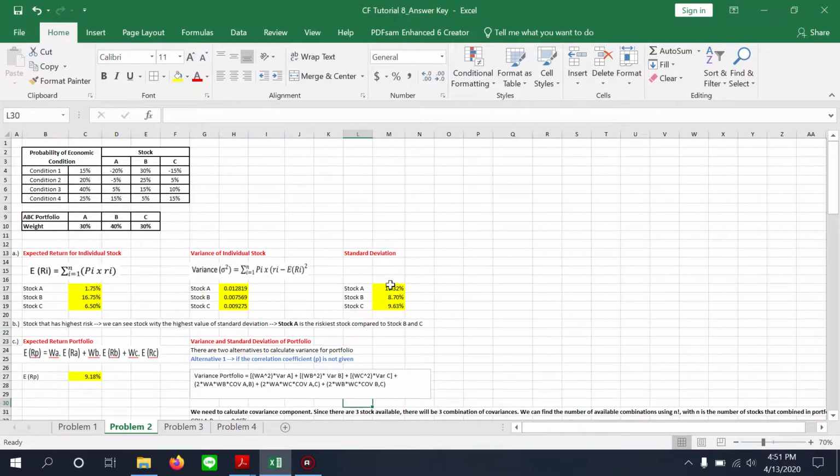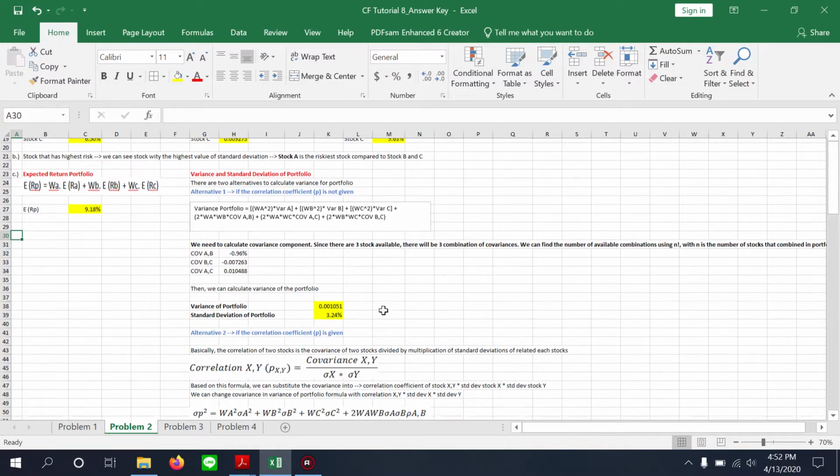And then we are going to calculate the expected return of portfolio. I'm sorry if I'm a little bit quick here, because I believe you understand problem one, and you can do the questions for A and B. For A, it is basically a repetition of number one, and for B you only need to know that standard deviation shows the highest risk compared to the others.